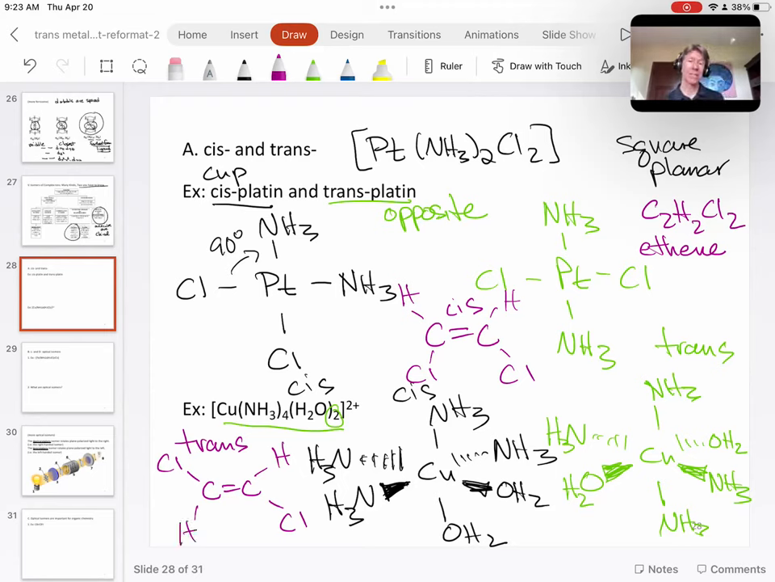Is going to have the Cl's opposite each other, whereas the cis is going to have the Cl's next to each other and the H's next to each other as well. So that's cis and trans. And that's just a good thing to know as you potentially embark on organic chemistry. That's cis and trans. Cis means close to or cup. Trans means opposite.